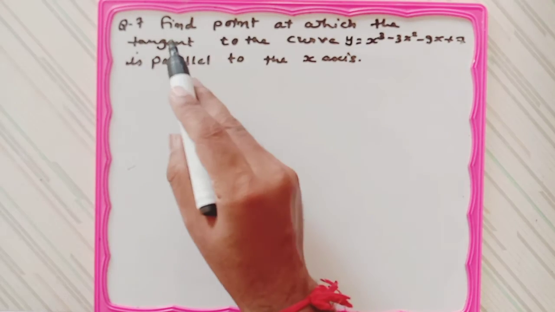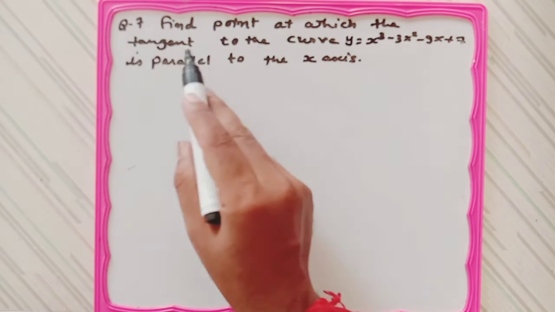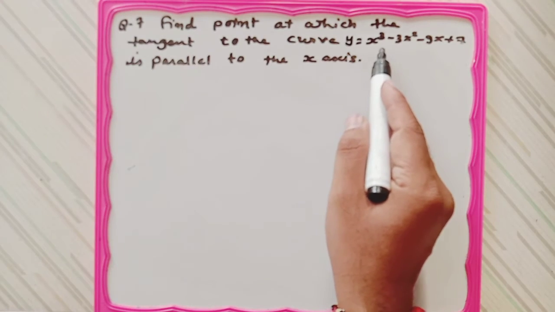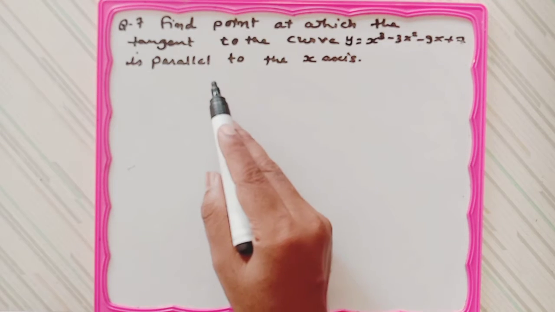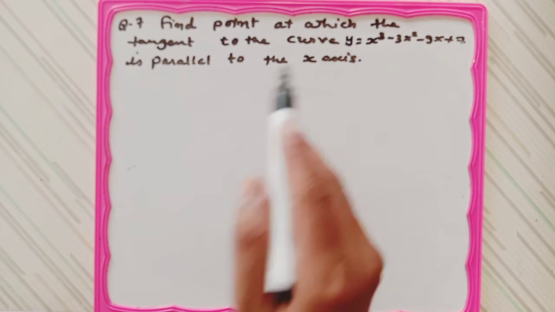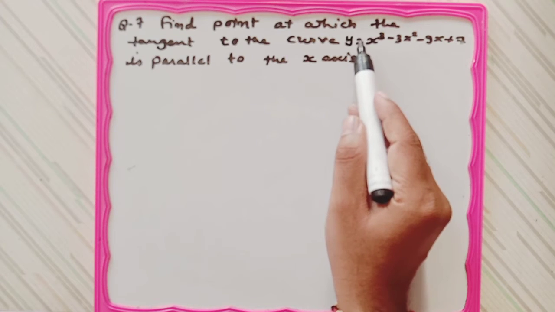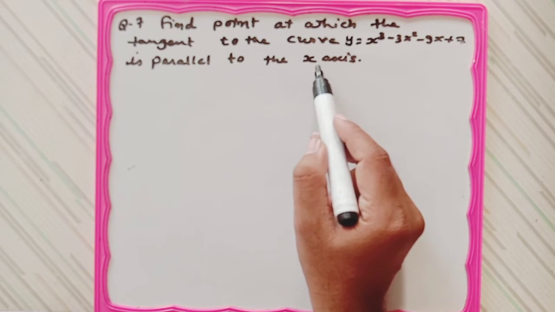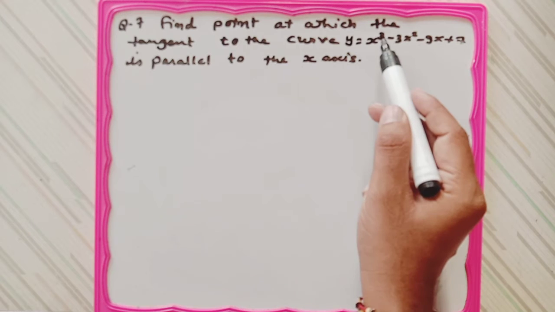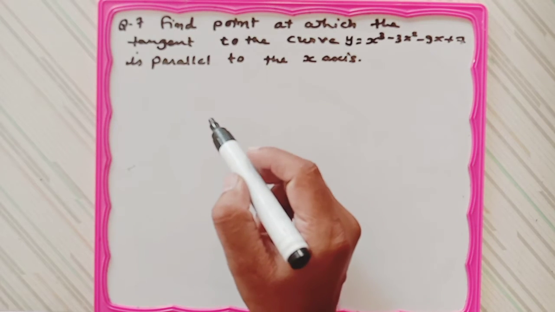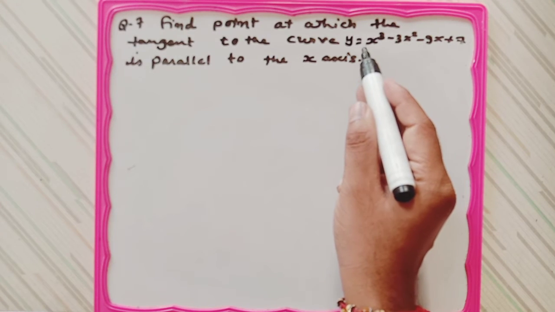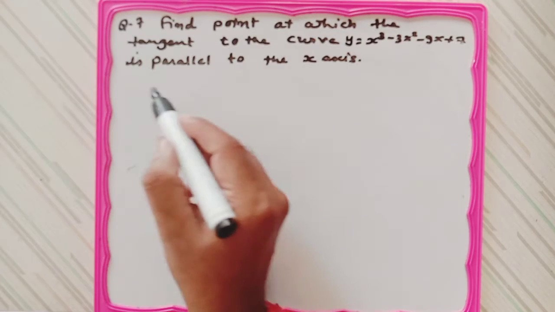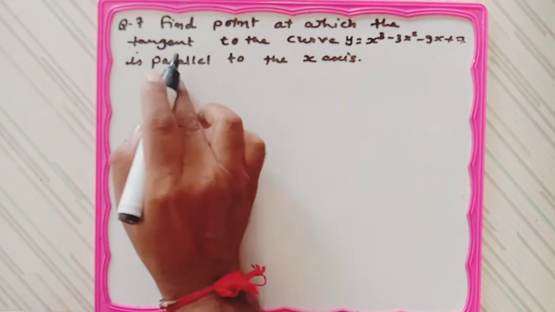Now question 7: find the point at which the tangent to the curve y equals x cube minus 3x square minus 9x plus 7 is parallel to the x-axis. Now the tangent of this curve is parallel to the x-axis, means both the lines, x-axis and this curve tangent, have equal slopes for parallel lines, and so we require this curve's slope, so we differentiate with respect to x.